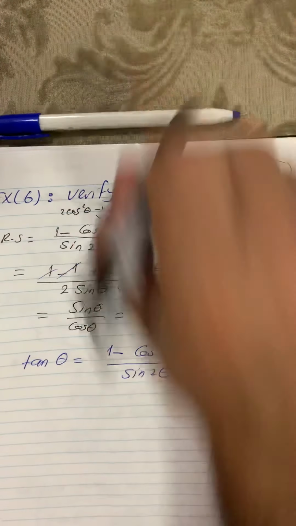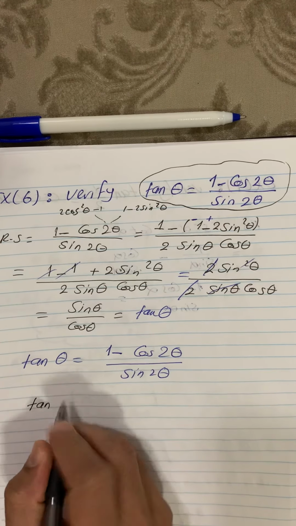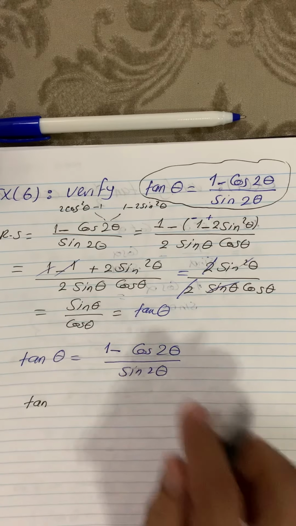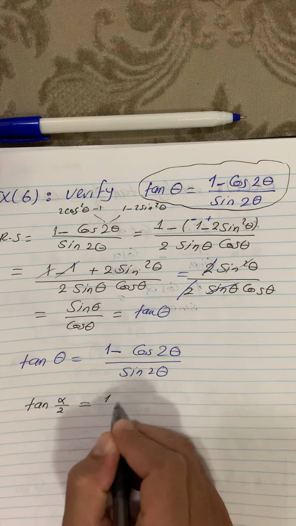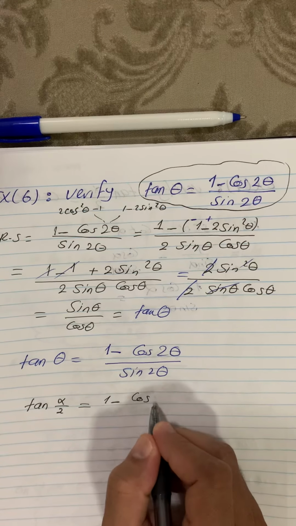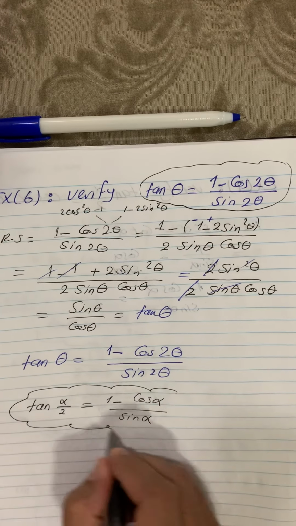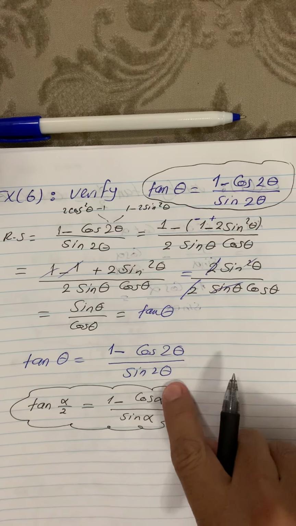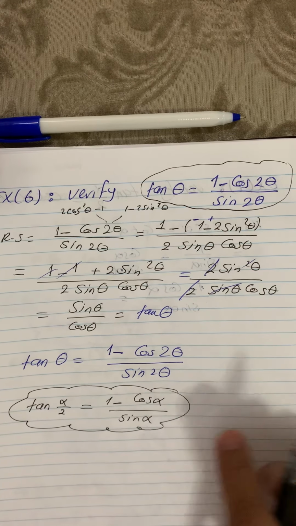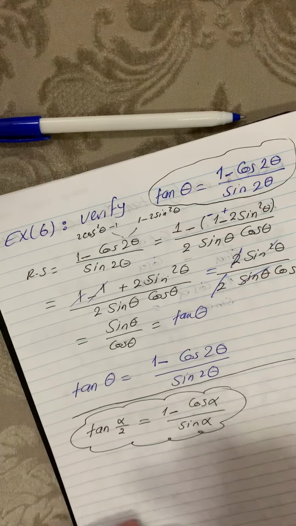What if I want to replace this theta to be alpha over 2? So tan, change each theta to be theta over 2 or alpha over 2. So this one will be tan alpha over 2 equals 1 minus cosine alpha over sine alpha, and this is a new formula for tan alpha over 2. Tan alpha over 2 can be written as 1 minus cosine alpha over sine alpha. This identity is verified from here. This is extra.